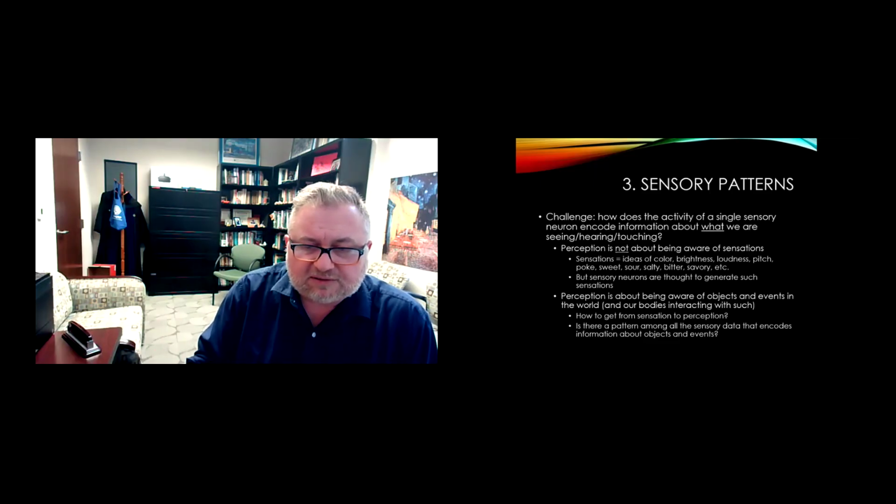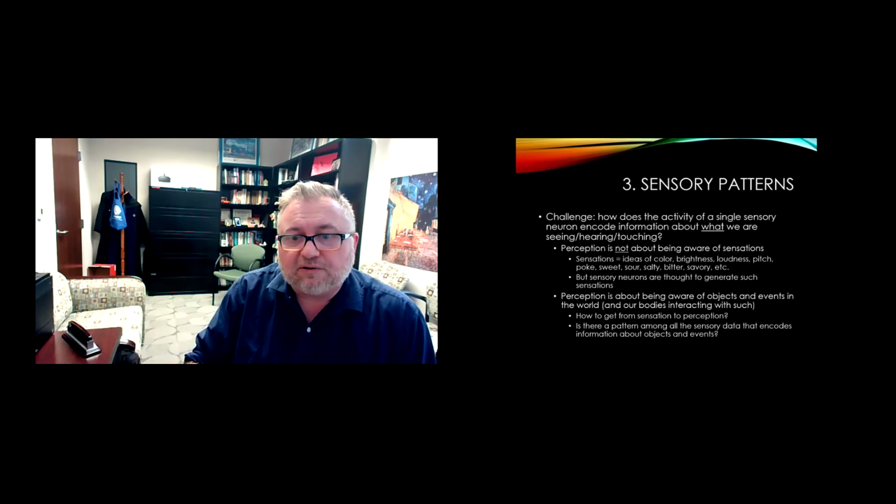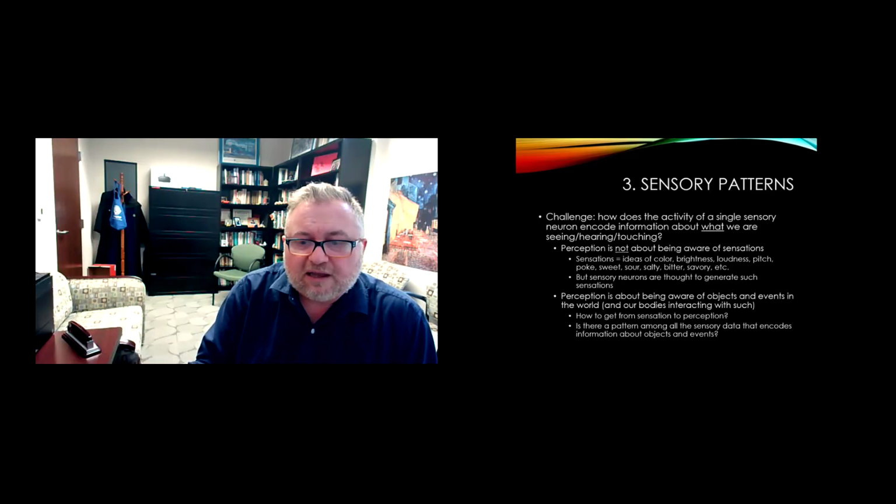So that means that this process of going from sensation to perception is where we have encoded the proximal stimulus information about the light and the sound waves and all that stuff. And we're going to have to send that to the brain, and there's going to have to be a decoding that happens. But how does that decoding work?